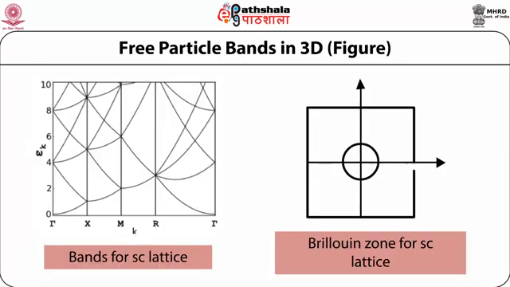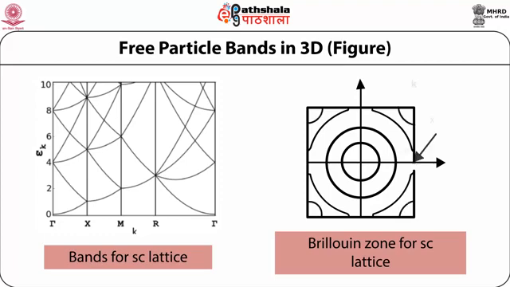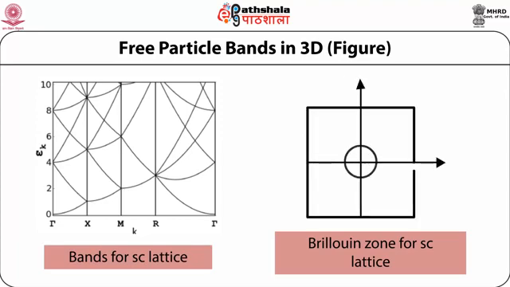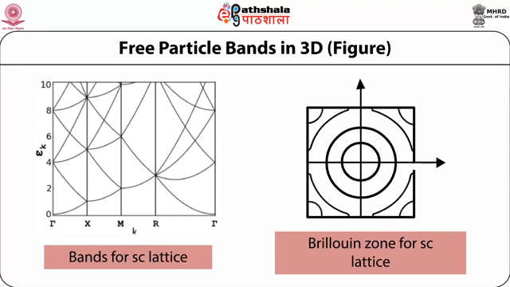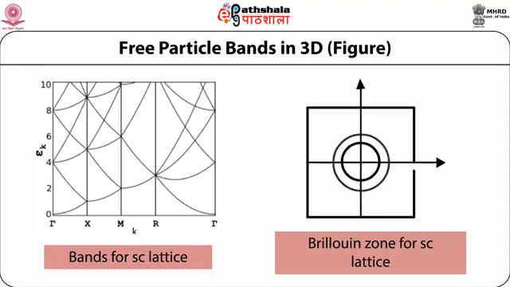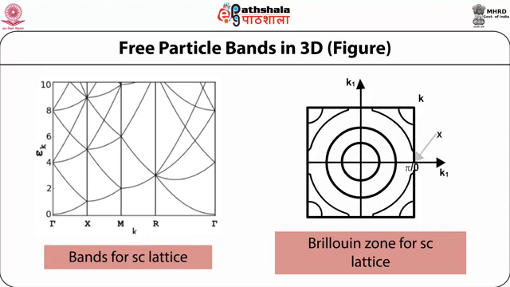For three-dimensional crystals, a similar situation arises for the free particle bands. We take the example of a simple cubic lattice and draw the free particle energies in the Brillouin zone. This is exactly what is shown here in this slide. As you can see, the band structure is also drawn for the simple cubic three-dimensional structure.